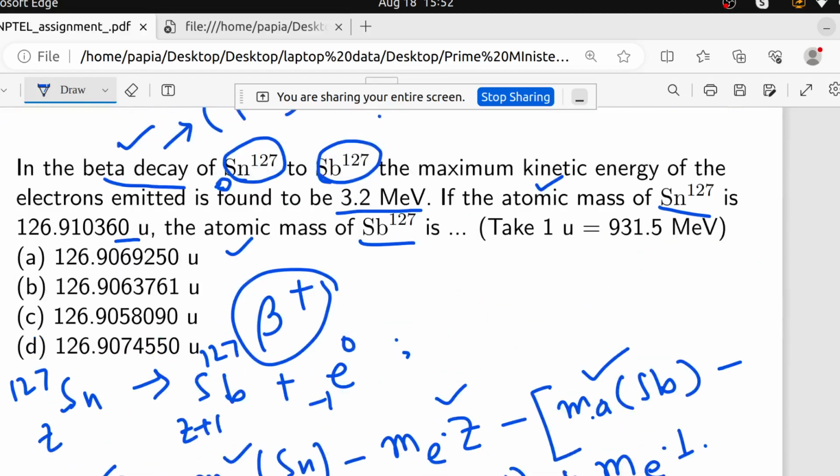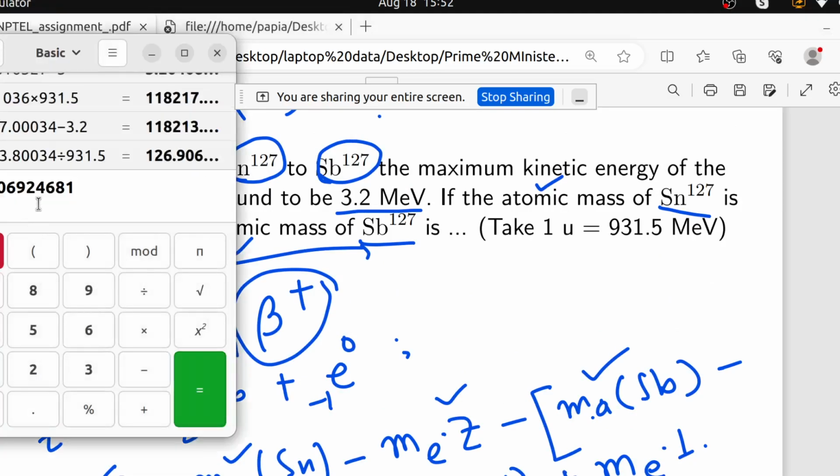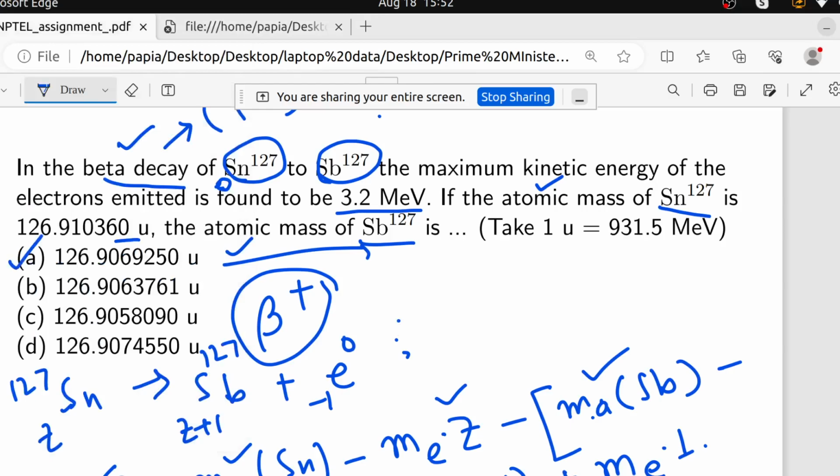The answer is 126.906925. Here whatever we have calculated right now is 126.90692468, and 2468 means obviously we can take it to 5. So that's why the correct answer is A.